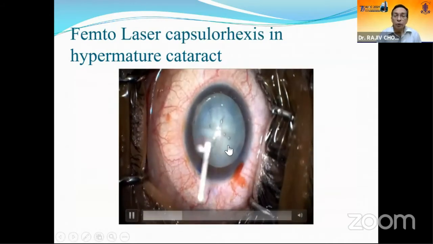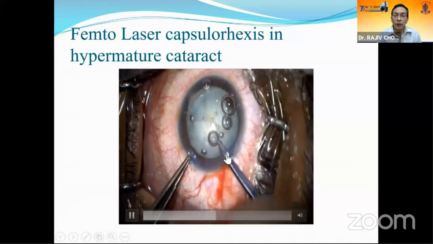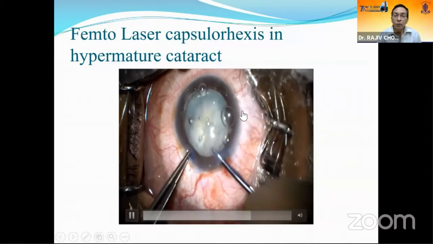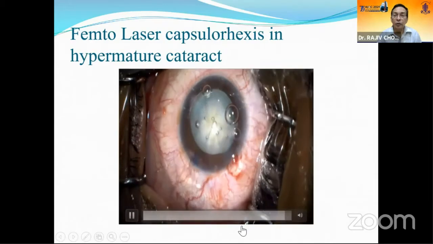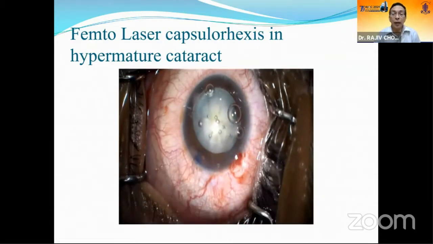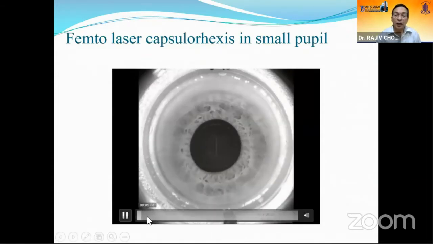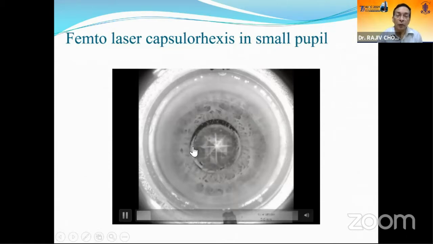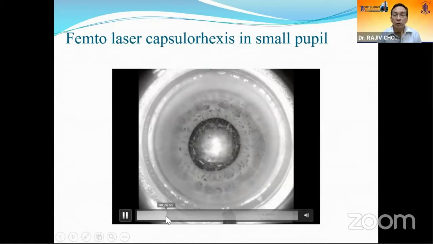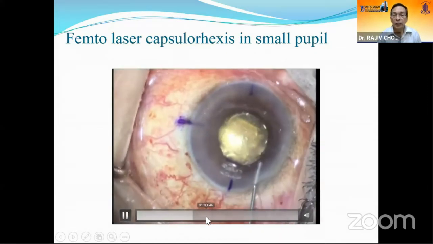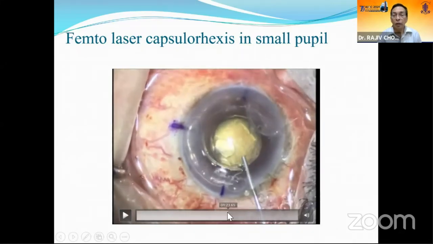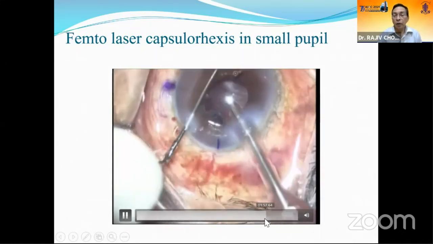This is again a hypermature cataract. You can see the precise round capsulorhexis, and whenever you try to pull it in the radial direction, you can complete your rhexis. So this gives an accurate rhexis. Now suppose this is a small pupil. The machine automatically takes whatever preset you have kept, 500 micron or 150 micron away from the pupillary margin, and then the nucleus pattern. Once it is done, you can perform your surgery inside a mid-dilated pupil very well.